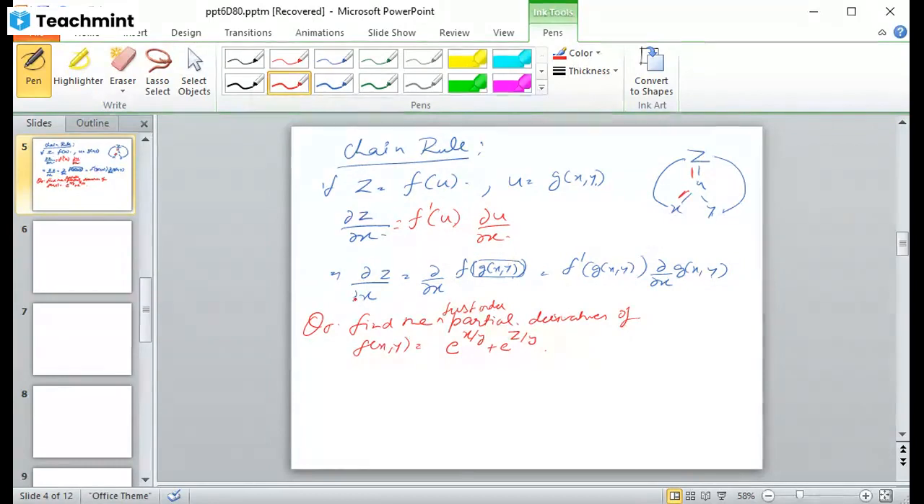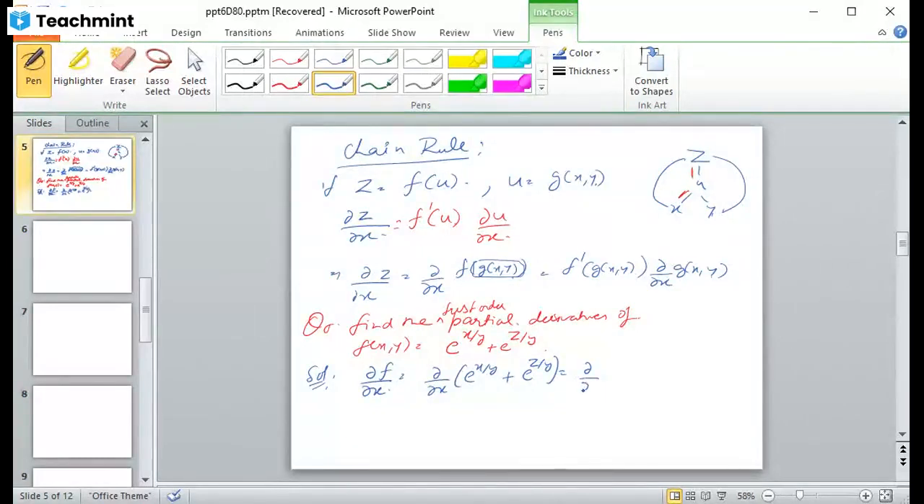So in this case, I want to find out the partial derivative of this function. So let us see how we differentiate. Firstly, suppose I want to differentiate it with respect to x. So what is ∂f/∂x? It is ∂/∂x of e^(x/y) + e^(z/y).